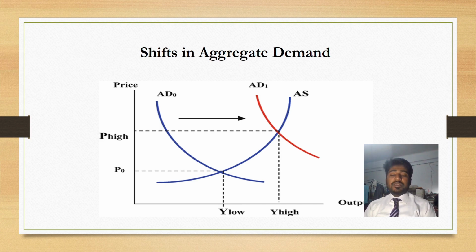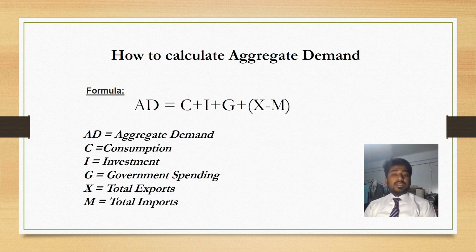How to calculate aggregate demand? It is easy to calculate aggregate demand by using the formula: aggregate demand equals consumption plus investment plus government spending plus net export, where net export is X minus M, export and import, and their difference. This is the short summary of this chapter, aggregate demand.